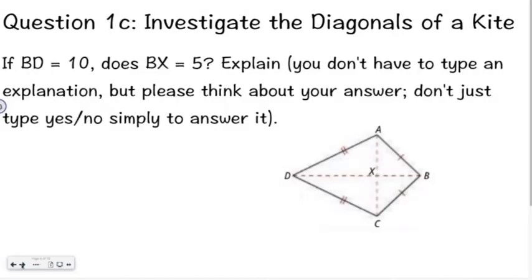Question 1c. Still investigate the diagonals of a kite. If BD equals 10, does BX equal 5? Well, the answer is yes.